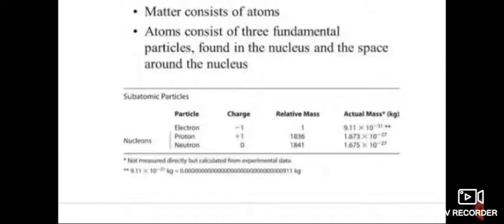So matter consists of atoms. An atom consists of three fundamental particles found in the nucleus and the space around the nucleus, that is, the orbit. The nucleus consists of protons and neutrons. Electrons revolve around the nucleus. Their charge, relative mass and actual mass are given. So why do we neglect the mass of the electron? Because it is very negligible.